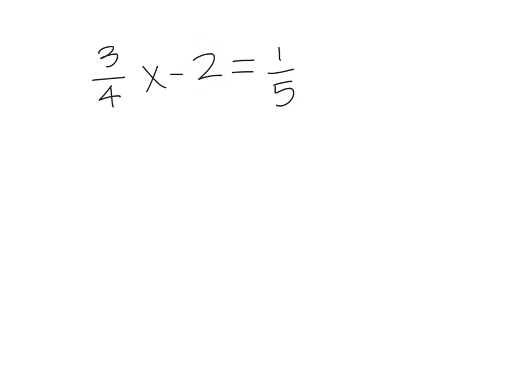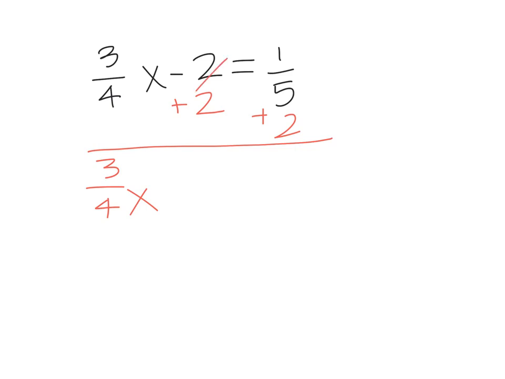So in this case, I'm going to undo subtraction with addition. So I'm going to add 2 to both sides. So this is going to give me 3/4 x, the 2's are going to cancel, equals 1/5 plus 2. Well, in this case, I do not have the same denominator, so I'm going to have to get the common denominator. And in this case, I'm going to make my denominator 5.